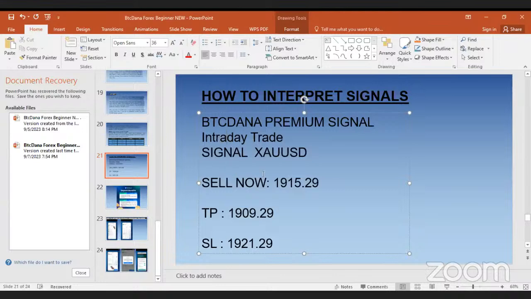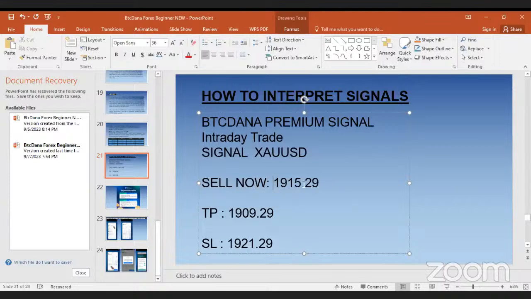That means this market wasn't analyzed on the lower time frame. It was analyzed on the higher time frame, let's say the daily down to the 4 hour and then down to the 1 hour. Now this signal is XAUUSD gold, and what the signal is telling you is to sell at this price.